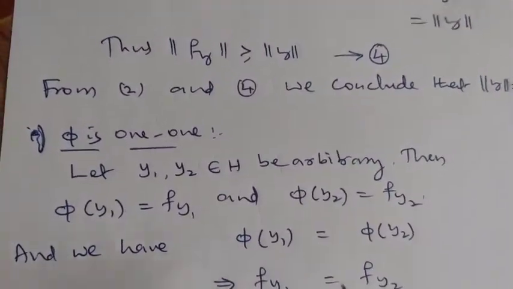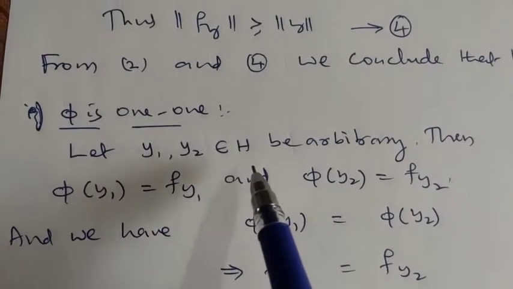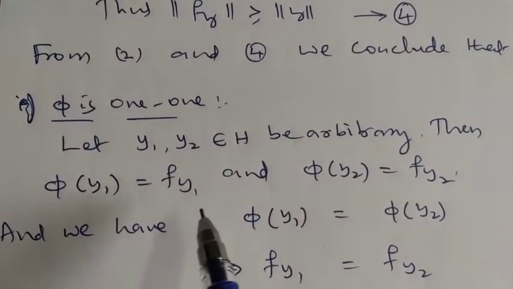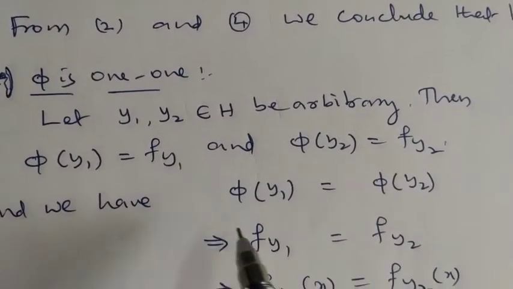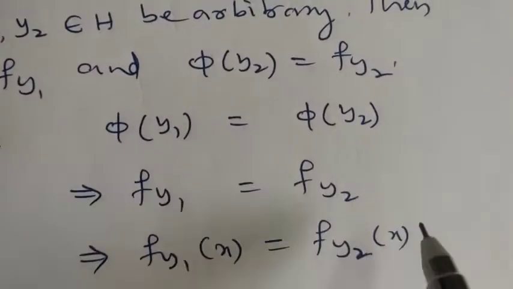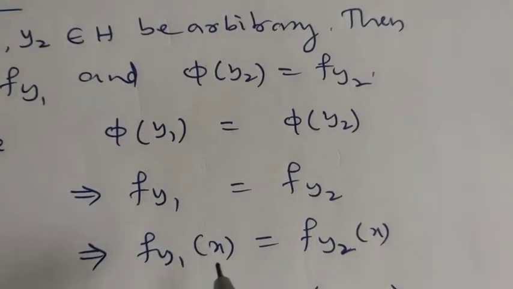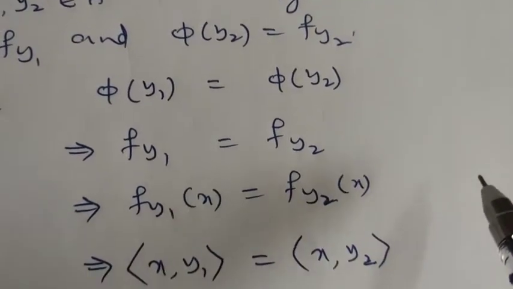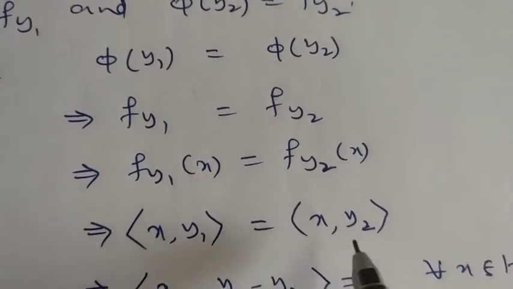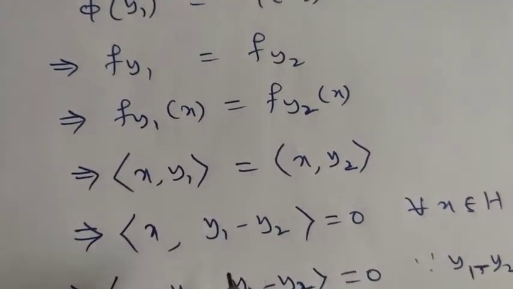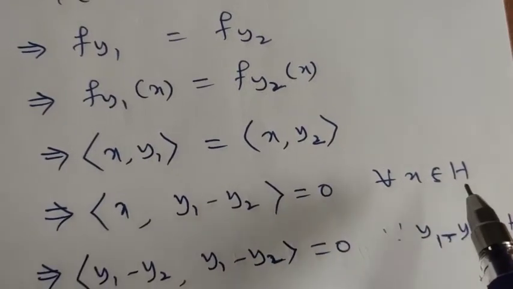Now let us take phi is 1-1. Phi is 1-1 means let us take y1, y2 belonging to H be arbitrary. Then phi of y1 is Fy1, and phi of y2 is Fy2. Phi of y1 equal to phi of y2 implies F of y1 is equal to F of y2. This implies Fy1 of x is the same as Fy2 of x for every x. This implies inner product of x comma y1 is equal to inner product of x comma y2. This implies inner product of x comma y1 minus y2 is equal to 0. This holds for every x in H.